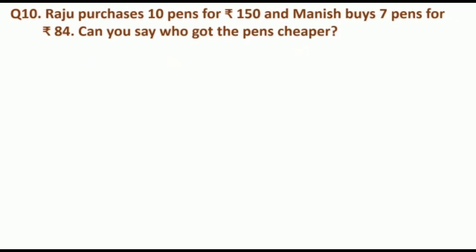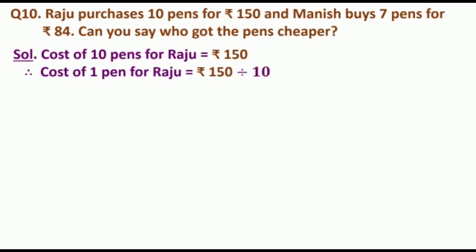The next question is question number 10. That is, Raju purchases 10 pens for rupees 150 and Manish buys 7 pens for rupees 84. Can you say who got the pens cheaper? We have to first find cost of 1 pen for Raju and cost of 1 pen for Manish. Okay, so first we will write cost of 10 pens for Raju equals to rupees 150. It is given. Okay. Now we will find cost of 1 pen for Raju. We will divide rupees 150 by 10.